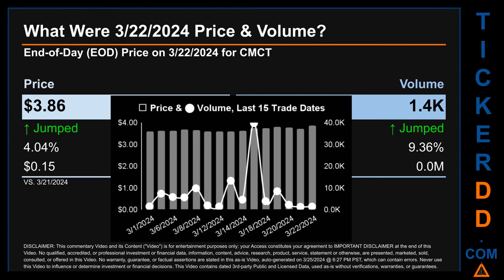Across a range of 26 cents, the max and minimum end-of-day price were respectively 3.86 and 3.6. Volume saw a range of 38.5 thousand, from a day low of 1.3 thousand to a day high of 39.8 thousand.